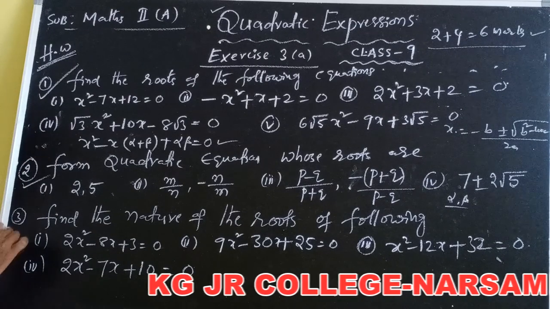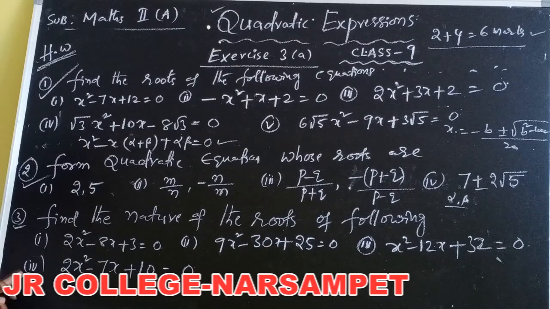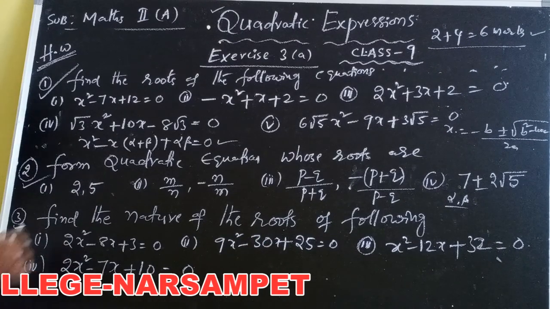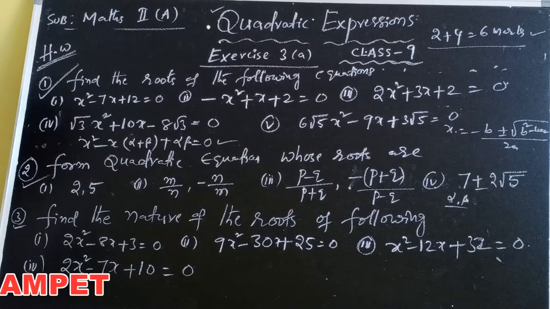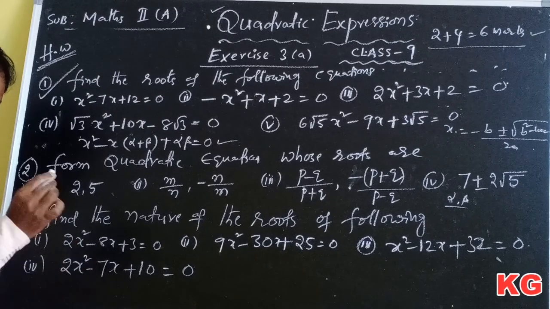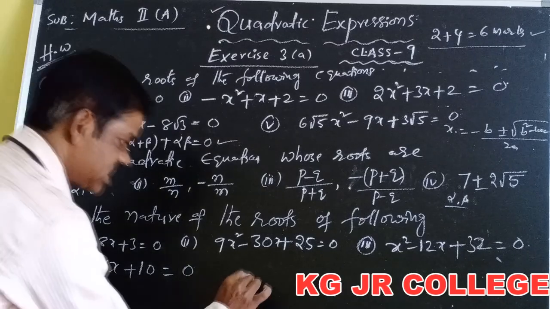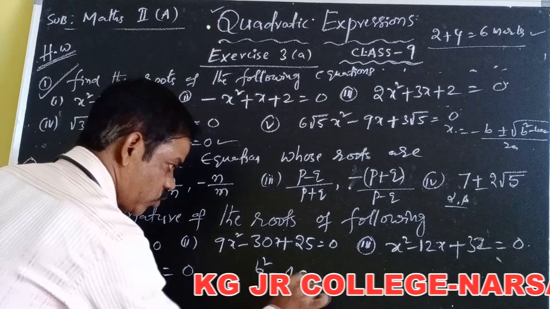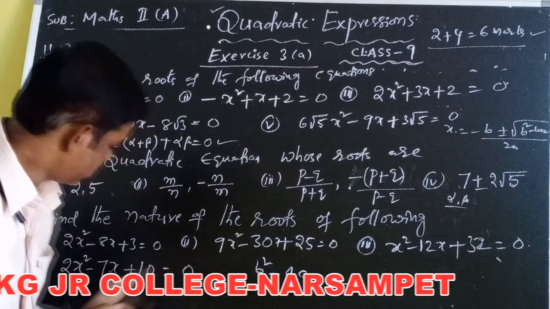Next, third one. Find the nature of the roots of the following. Here 4 equations are given. How to find the nature of the roots? By using the discriminant. First of all, you have to compare with ax square plus bx plus c. Write down the a value, b value, and c value. The discriminant is b square minus 4ac. We have to find b square minus 4ac for all the equations.